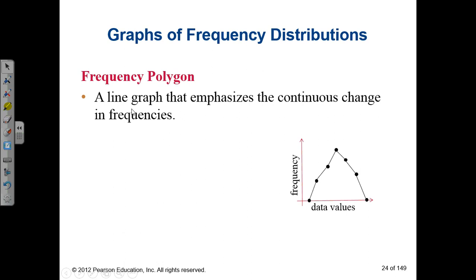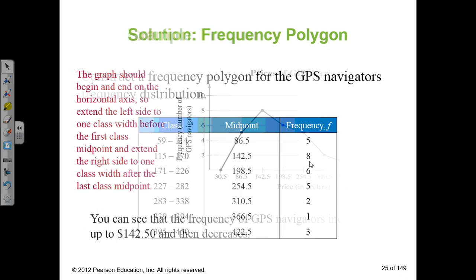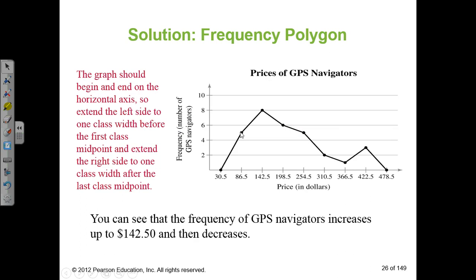A frequency polygon is a line graph that just emphasizes the change in the frequencies. In other words, really all I needed to know from that frequency distribution is the height. So why not just go ahead and put a dot at the height? And this is the midpoint for class 1, and there was 5. It was 5 in that frequency. So instead of putting the whole bar in here, I just have a dot to represent the height of that bar, of that class. So we can see that it kind of increases until we get to 142.5, and then the number of navigators costing more than that start going down again.